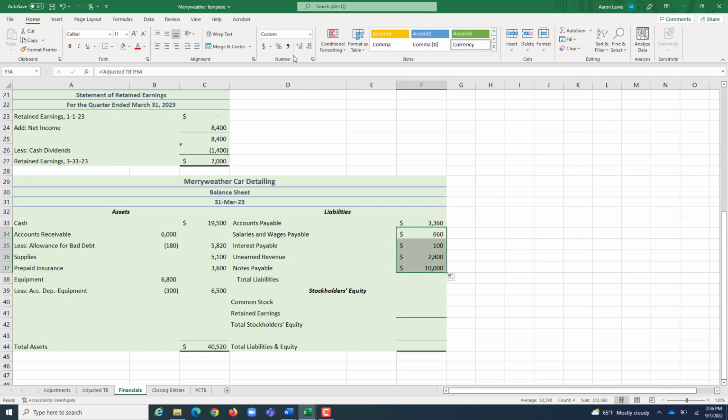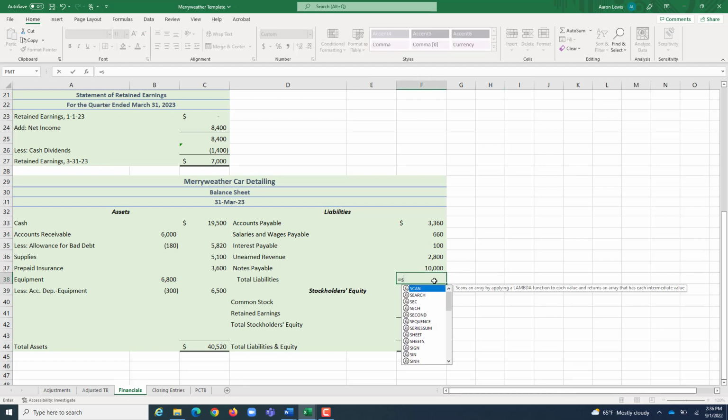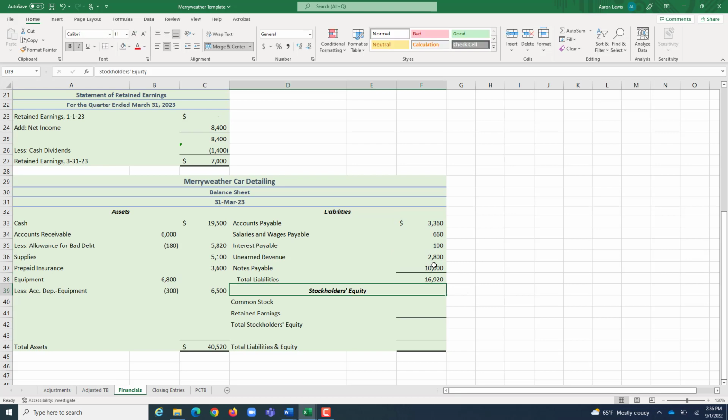Again, I don't want all of those dollar signs, so I'm going to go up here. I'm going to click comma style, reduce my decimal by 2 points to get rid of that. And we have all of our liabilities listed. If I add them up, that is equal to the sum of those 5 numbers, which Excel is going to calculate for me and tell me it is $16,920.